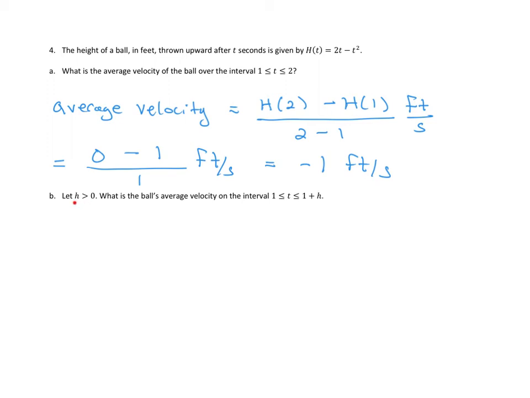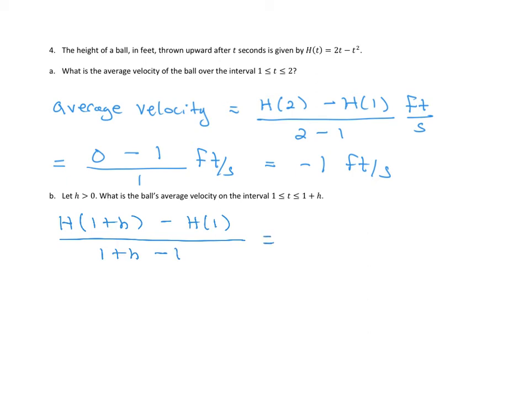Now let's suppose that h is some positive number. What's the average velocity over this interval? So that is from 1 to 1 plus h. We can use the same idea as what we did in part A, but the difference is we'll put a 1 here and a 1 plus h here. So this time the average velocity is going to be h of 1 plus h minus h of 1 all over 1 plus h minus 1.